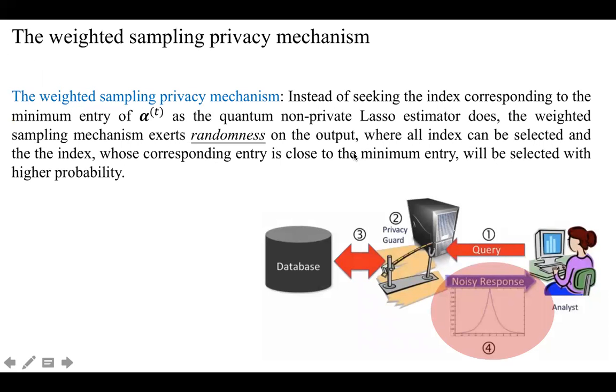When we have the quantum non-private lasso estimator, we design a privacy mechanism to provide the privacy guarantee. The key insight of the proposed weighted sampling privacy mechanism is as follows. Instead of seeking the index corresponding to the minimum entry of alpha t, the weighted sampling algorithm exerts randomness on the output, where all indices can be selected, and the indices whose corresponding entries are close to the minimal entry will be selected with higher probability.